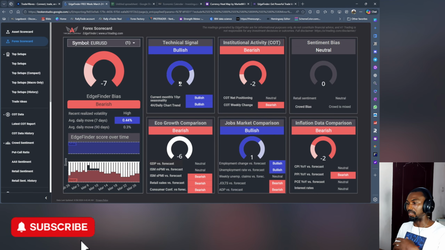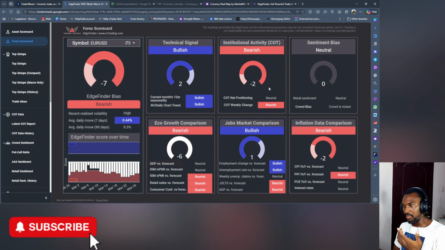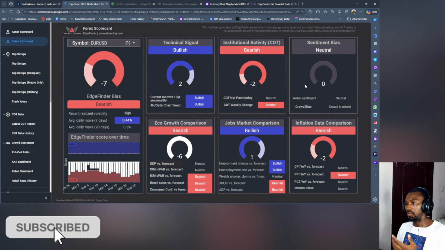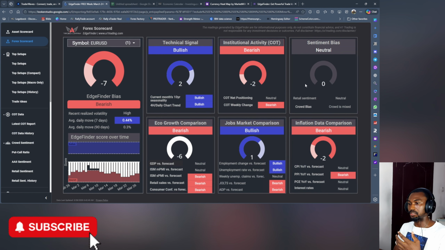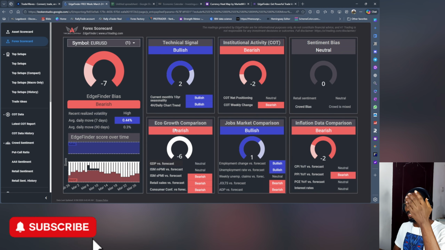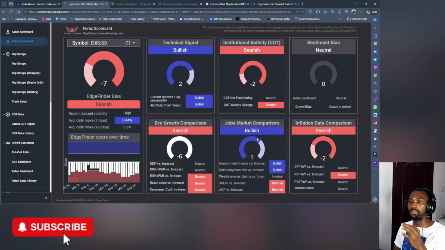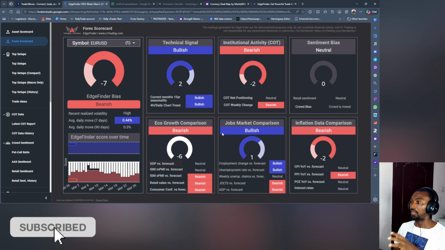It's the only thing standing here, apart from the job market, saying we want to go buying. The COT data is saying sell. The sentiment is quite neutral because the crowd is even confused. The economic data is saying the US dollar is the better market. The jobs data is the only data where the euro has a better edge. The inflation data says go for the dollar. I used this to make a trade. And how did I make a trade?